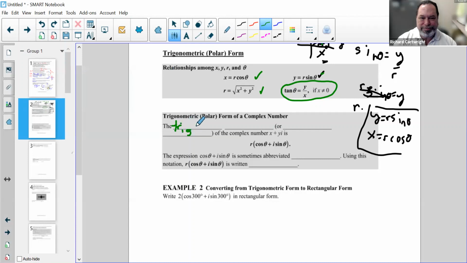The trigonometric form, or he's calling it polar form. Polar form. And I'll write that word here. Of a complex number, since there's two pieces in a vector. How can I put them together? So that's what he's done.